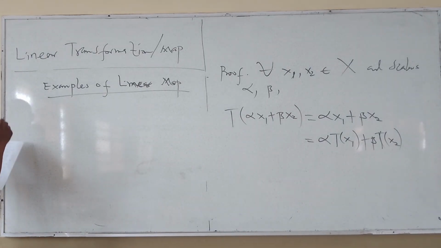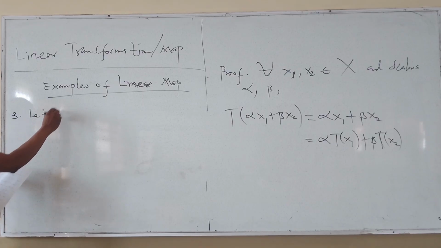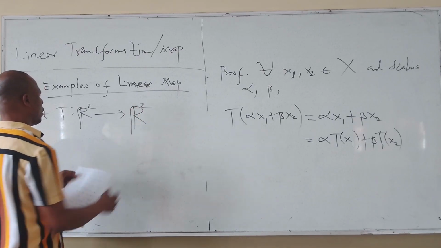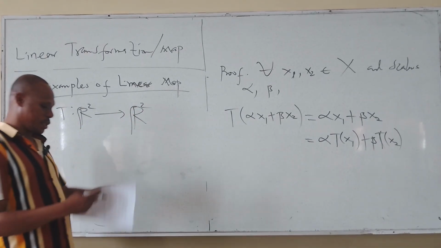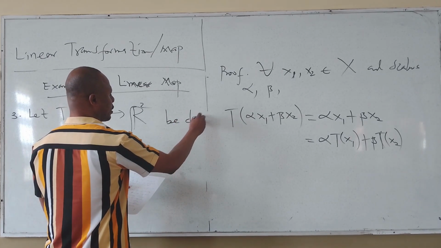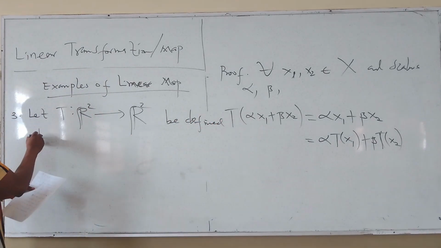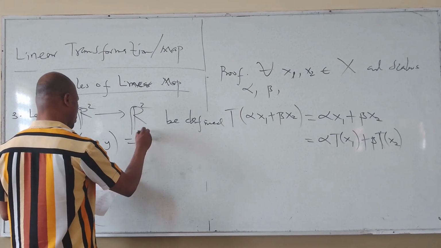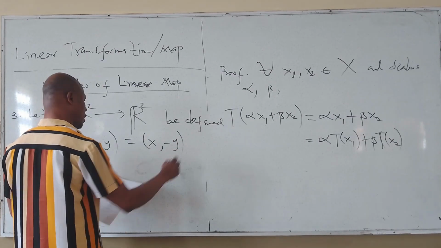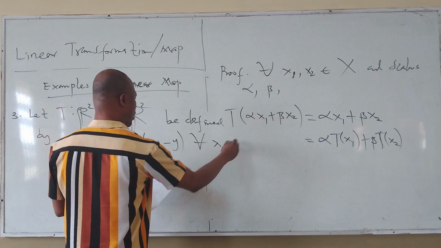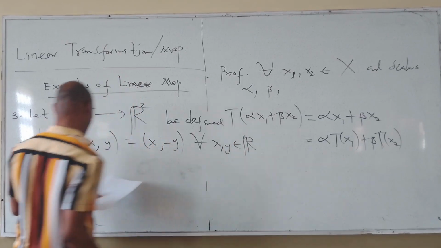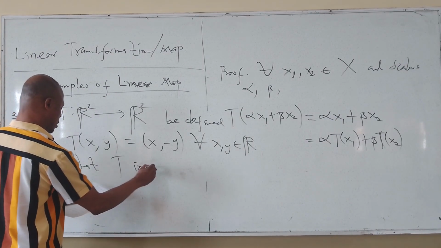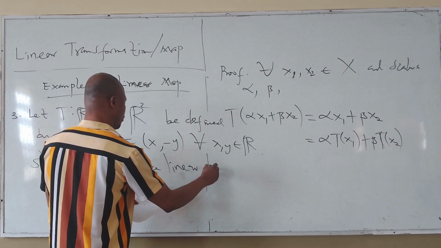Sorry. Example 3. Let T from two-dimensional to two-dimensional be defined by T of x comma y equals x comma negative y, for every x comma y a member of R squared. So that T is a linear transformation.